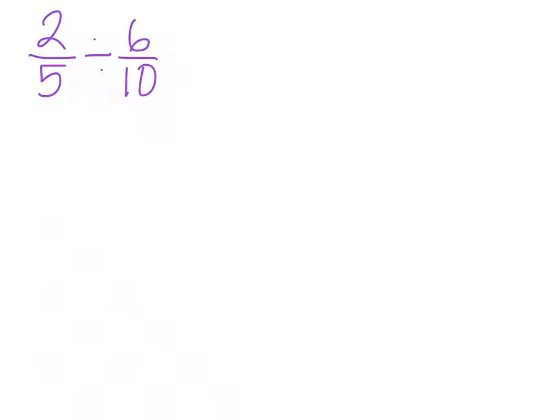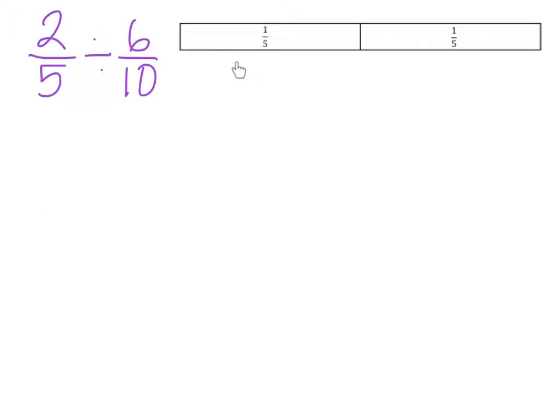Okay, the next problem will be 2/5 divided by 6/10. So I need to find out how many 6/10 there are in 2/5. So I will start with a model representing the 2/5. Here we have our 2/5. So now I need to think about the relationships between fifths and tenths, because I need to take out 6/10. Well, I know that 6/10 is going to be bigger, so I want to see how many I can take out. It's going to be a fractional amount.